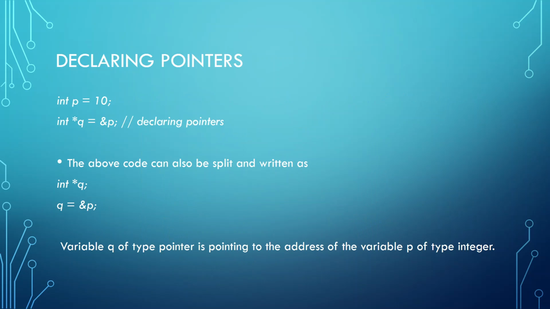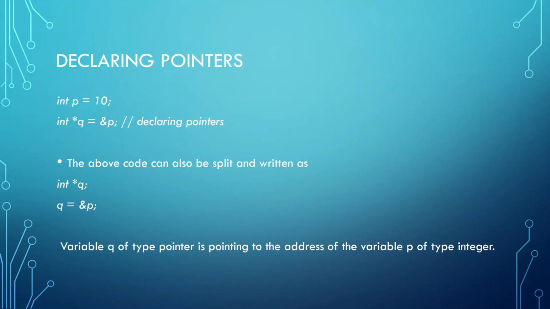Declaring pointers. Now to the programming part of it. Here you can see there is an integer variable p, which has a value 10, and this is your pointer variable. Here you can see int *q = &p. This is how you declare. You can either write it as int *q, or you can write it as int* q. Both are used. This is declaring that this is a pointer variable and this is the address of p. Ampersand refers to the address assigned to the variable p.